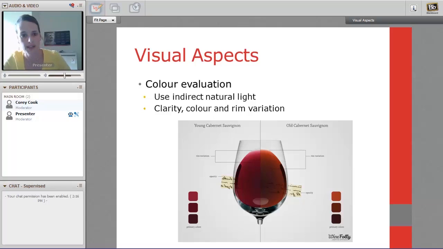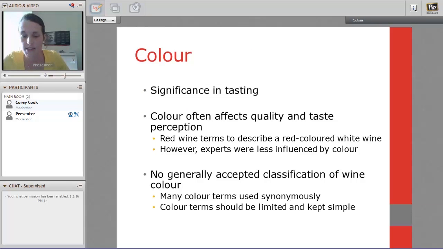So it's important to look at color, which we're going to spend a lot of time talking about. I am going to talk about clarity as well, and then rim variation comes in when we're talking about color. It provides a lot of good information. So color provides a lot. It's very significant in tasting. It really influences what we perceive.